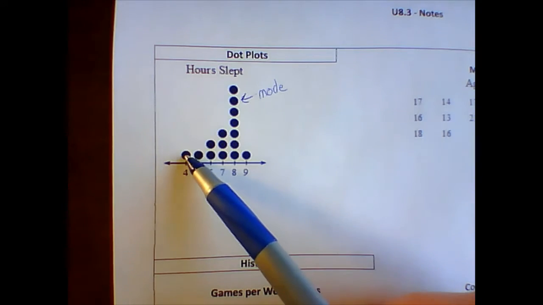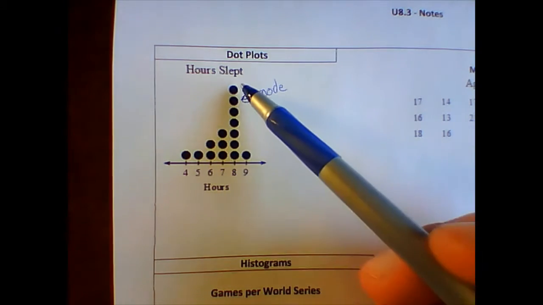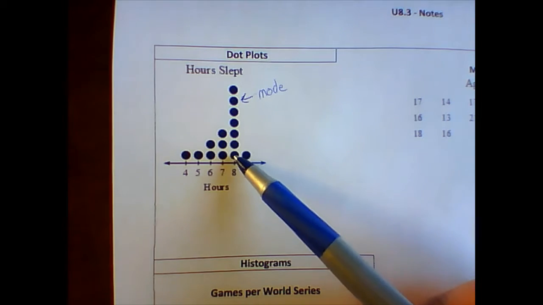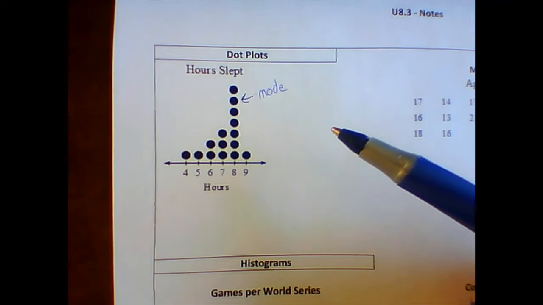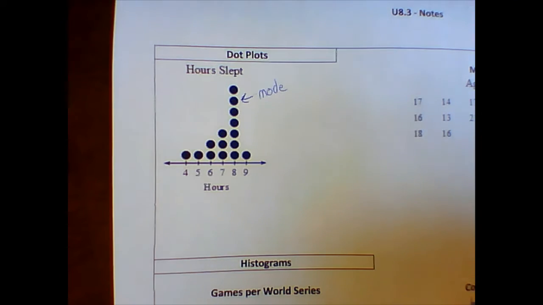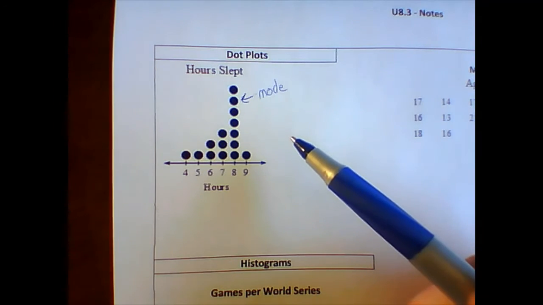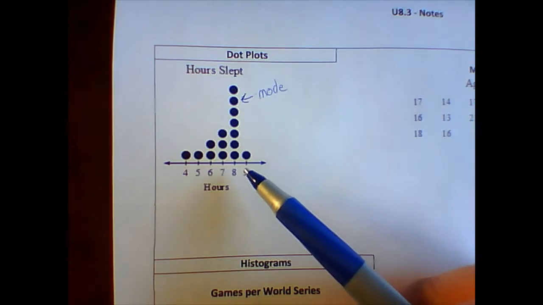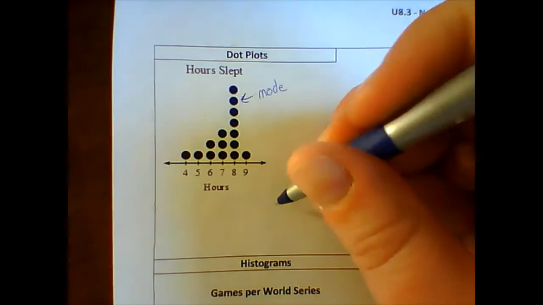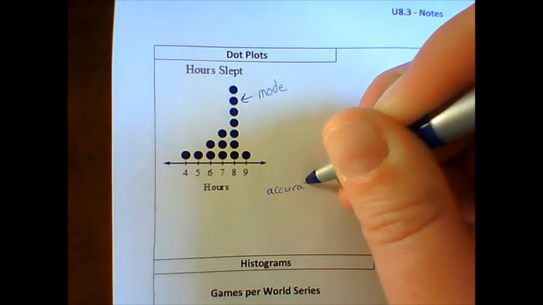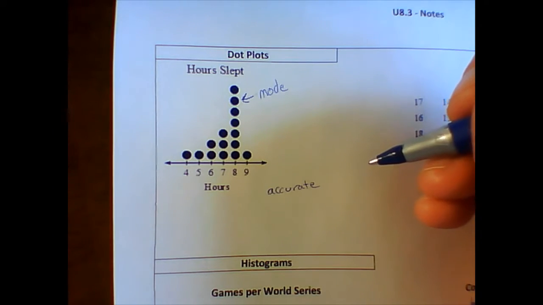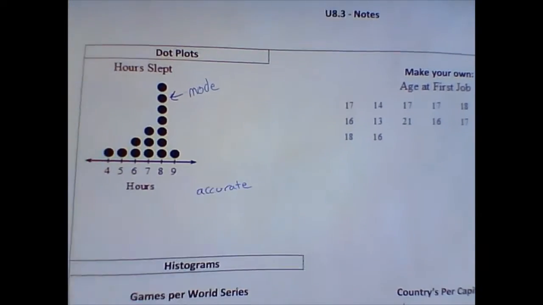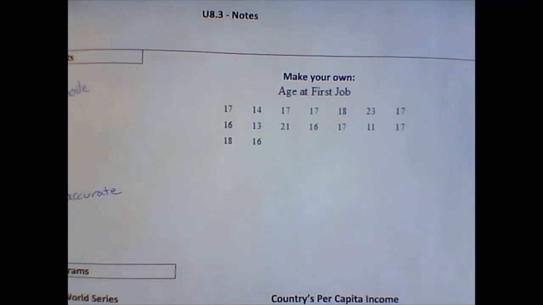Dot plots are also useful because you can immediately tell each one of these is a point of data, so you can count them all up. There's 15 of them, so we know that there were 15 data points in our data set. And it's also really accurate because you can tell exactly what each one was. That dot was 9 and that dot was 4. So it's pretty accurate if you want to recreate the table it came from. It's a very accurate representation of your data.